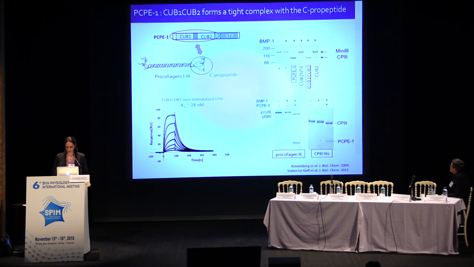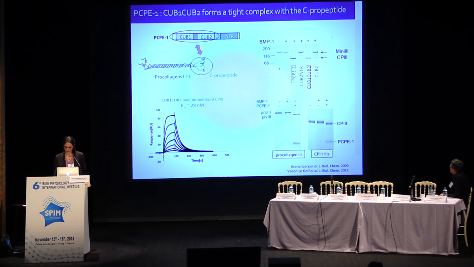So, for example, if you compare the activity of full-length PCP1 with the activity of a deletion construct containing only CUB1 and CUB2, you have the same level of enhancement of the reaction. And similarly, if you compare full-length procollagen 3 with a construct where you only have the C-propeptide plus a short tail at the end terminus, this substrate is also cleaved by BMP1 and efficiently enhanced by PCP1, showing that these two domains are really necessary and sufficient for the enhancing activity.